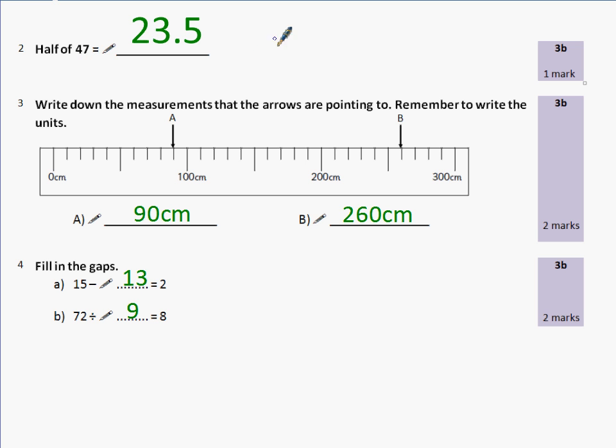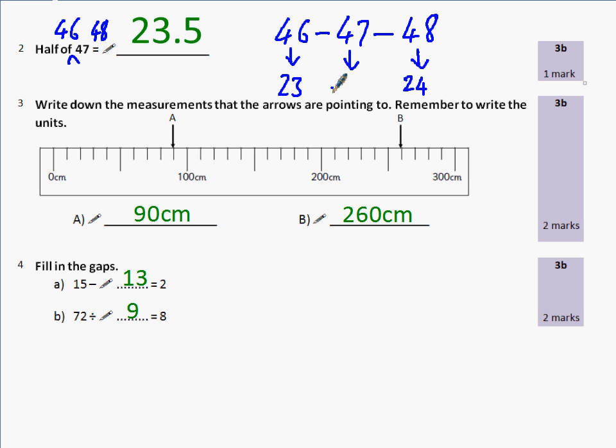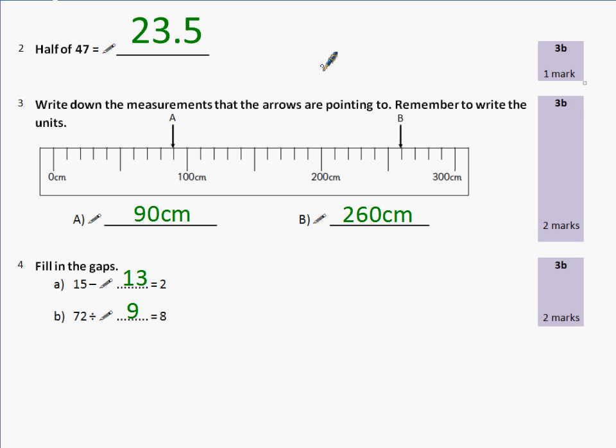Half of 47, there's your answer. Two ways of thinking about it. One, think of the even number that is 1 less than 47, what's that? 46. And the even number 1 more than 47 is 48. What's half of 46? 23. What's half of 48? 24. So half of 47, which is halfway in between 46 and 48, is going to be halfway in between 23 and 24. And what's that? 23.5.